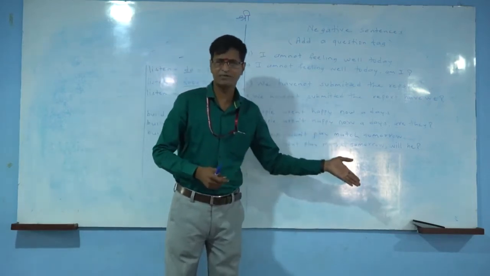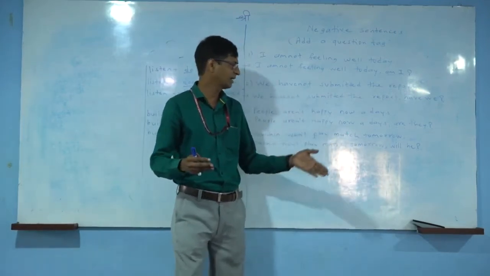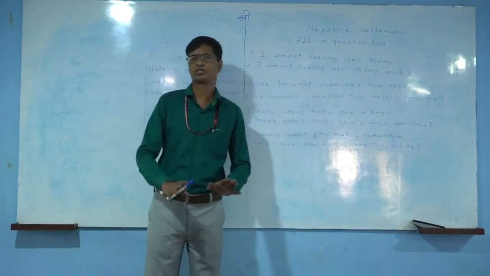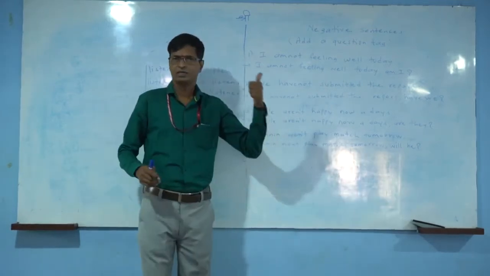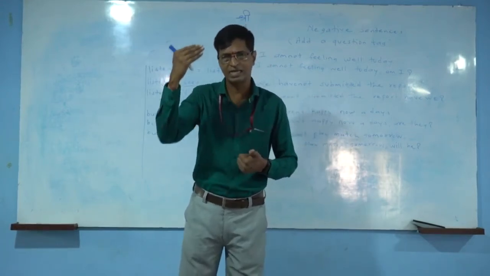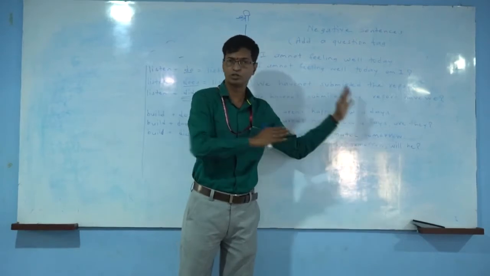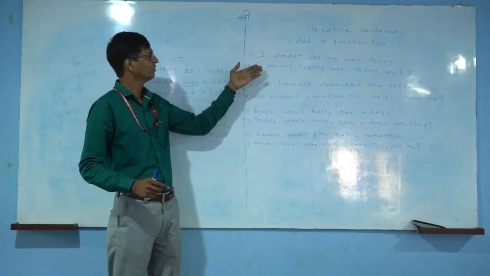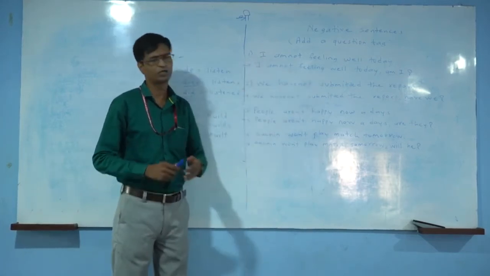Just in the last part we learned that if the positive sentence is there, we write a negative question tag, and now we are learning the negative sentence with a positive question tag. The rest of the rules are the same. For example, if the question is there and we are writing the same sentence as in the question, putting a comma, adding a positive question tag and giving a question mark at last. So here, the very first sentence I'm going to teach you: I'm not feeling well today.